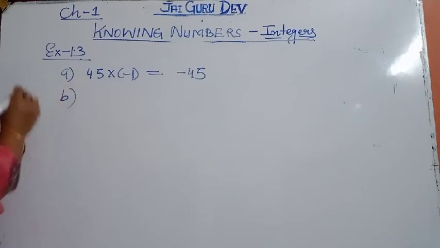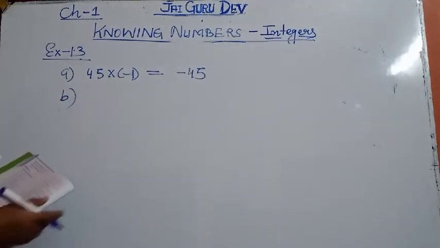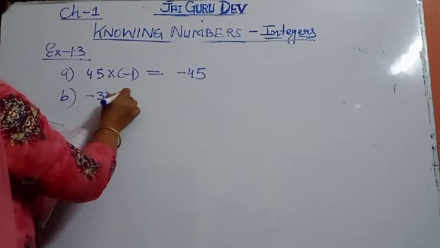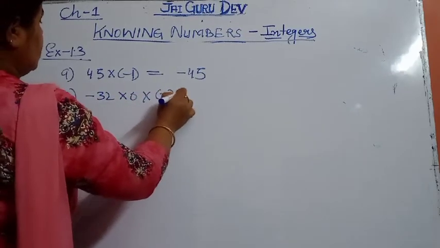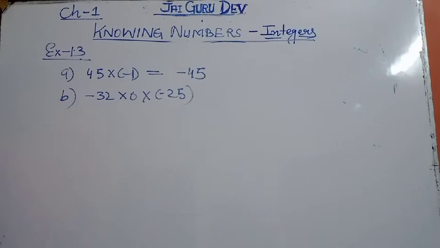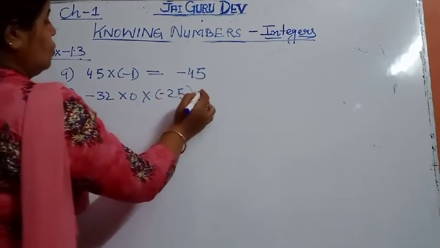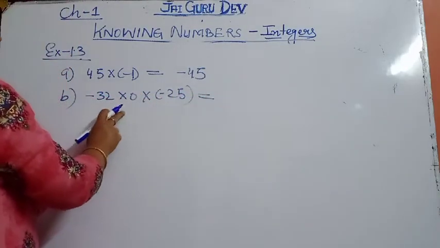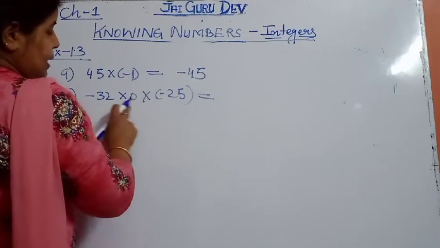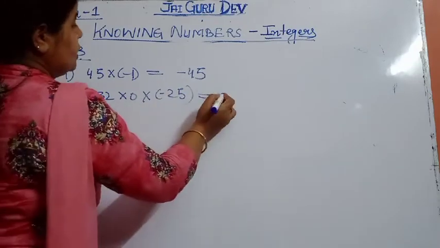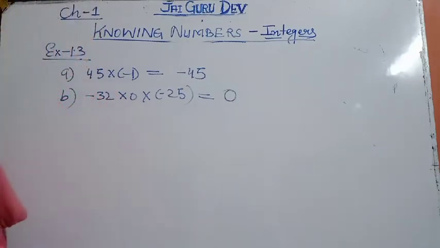Now see the B part, minus 32 into 0 into minus 25. We have also learned the rule of multiplication by 0: if we multiply any integer with 0, then 0 will come. So there is no need to take any pain, just write 0 directly.